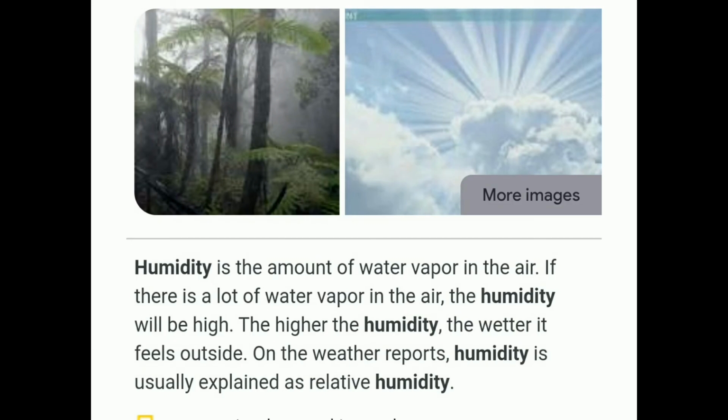Humidity is the amount of water vapor in the air. If there is a lot of water vapor in the air, the humidity will be high. The higher the humidity, the wetter it feels outside. On weather reports, humidity is usually explained as relative humidity. So, the water vapor which is present in the air is called humidity.